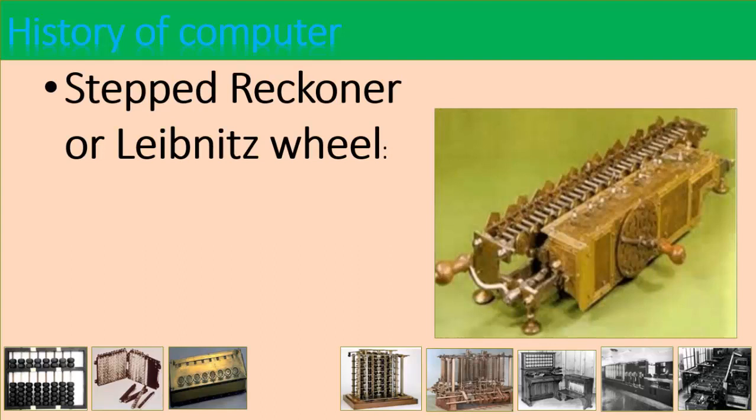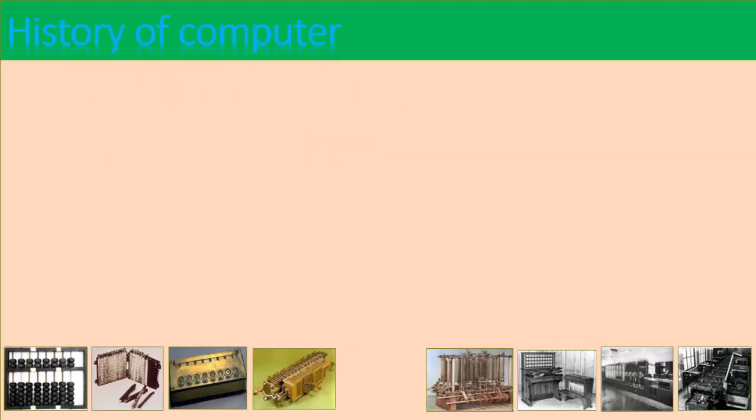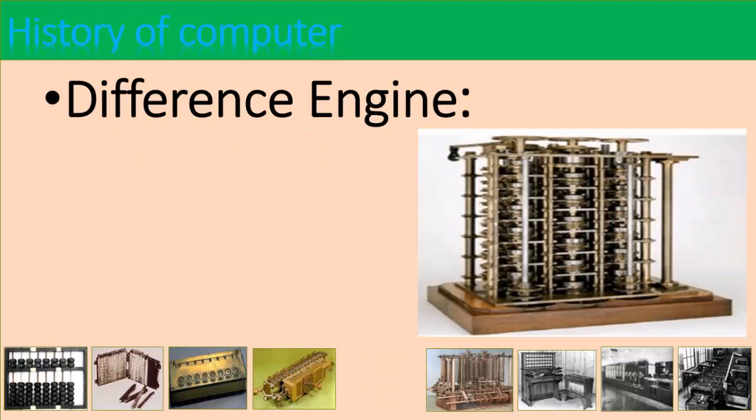The next one, students, was the stepped reckoner or Leibniz wheel. Students, as you are seeing, it also has gears. It was developed by the German mathematician Professor Gottfried Wilhelm Leibniz in 1673. He improved Pascal's invention to develop this machine. It was a digital mechanical calculator which was called the stepped reckoner, as instead of gears it was made of fluted drums.